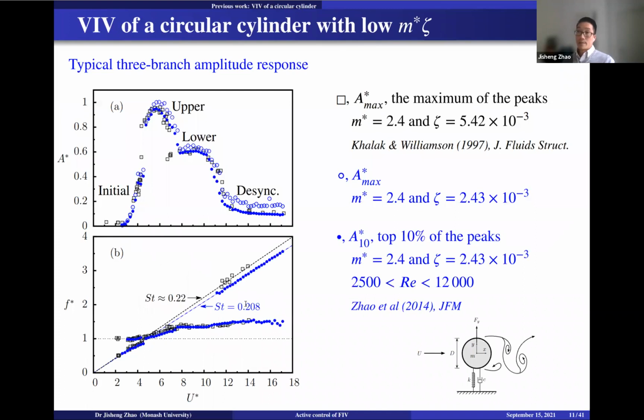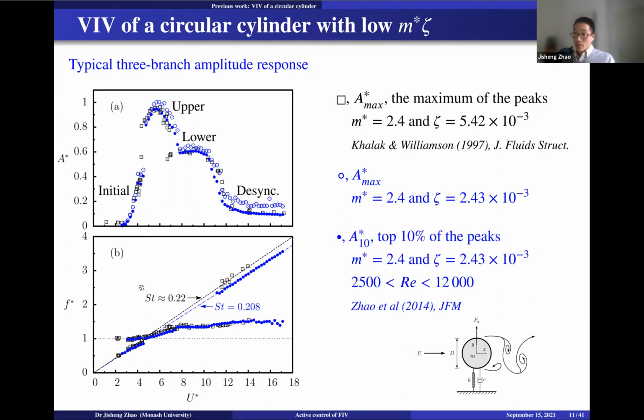So to give you an example of a VIV of a circular cylinder, I'm showing here the amplitude response and also the frequency response as a function of the reduced flow velocity. As you can see here, on the top, we have three different branches defined by Khalak and Williamson, because they first looked at this low mass ratio problem.